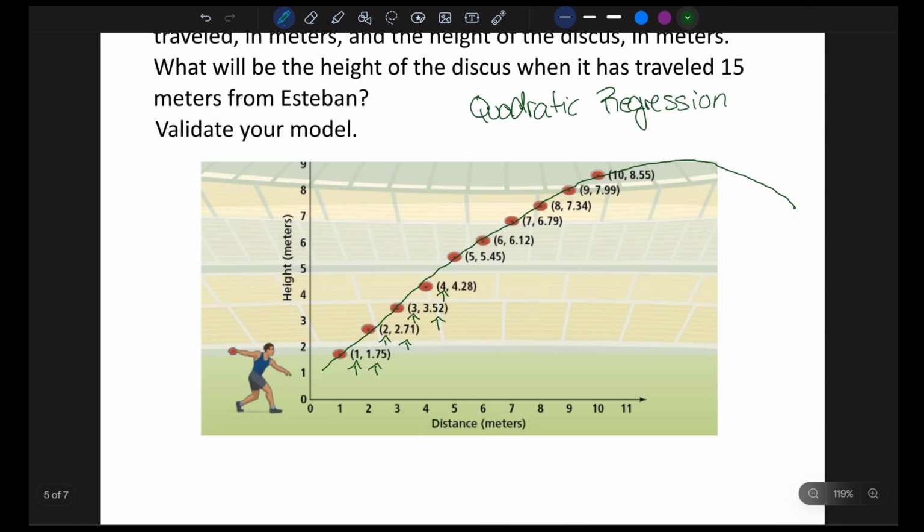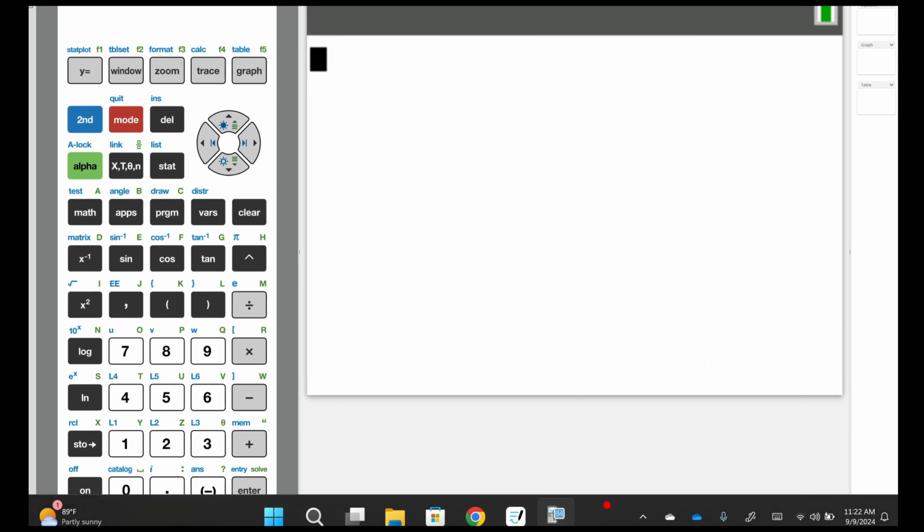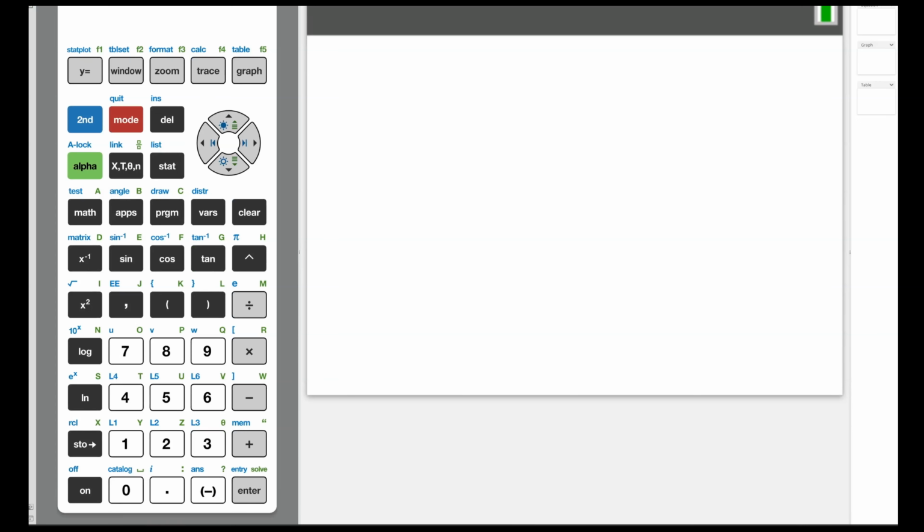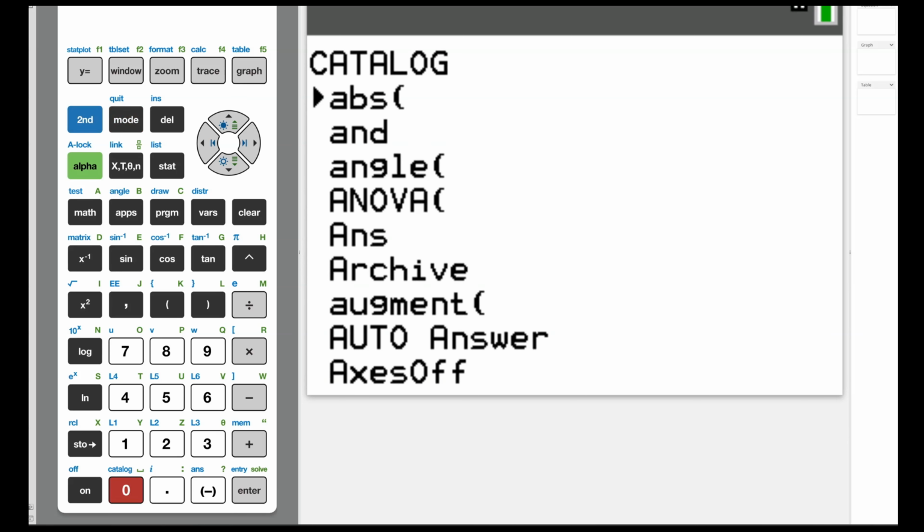Now, there's something that we want to turn on. So grab our calculator here. We're going to make sure that my diagnostics are on. My diagnostics are already on, so if you go to second and zero, it will bring up the catalog, and you're going to go all the way down until you get to diagnostics on, and you're going to press enter and then press enter again.